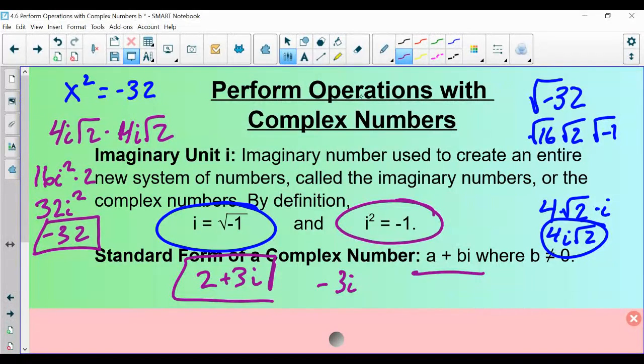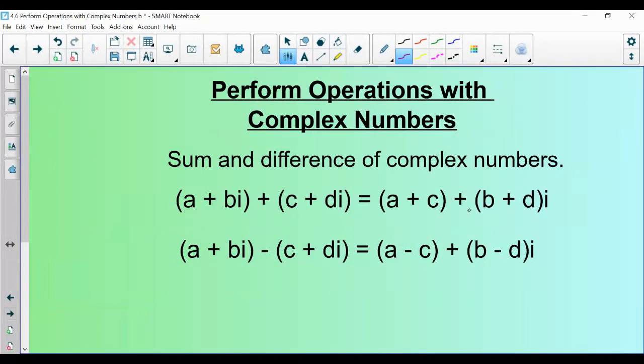The title of this section is Performing Operations with Complex Numbers. The operations that we're looking to do are to add, subtract, multiply, and divide these complex numbers. So how are we going to do that? I don't actually think this is that helpful. This is from the textbook. Adding and subtracting is fairly simple.